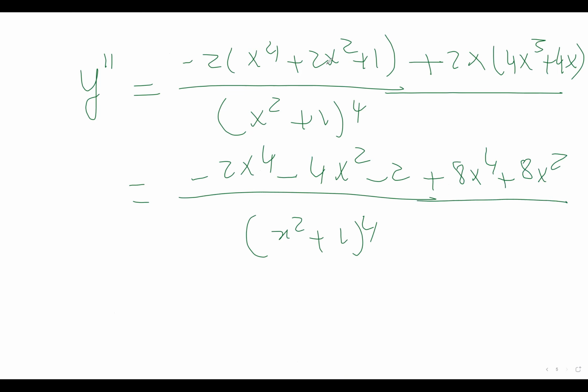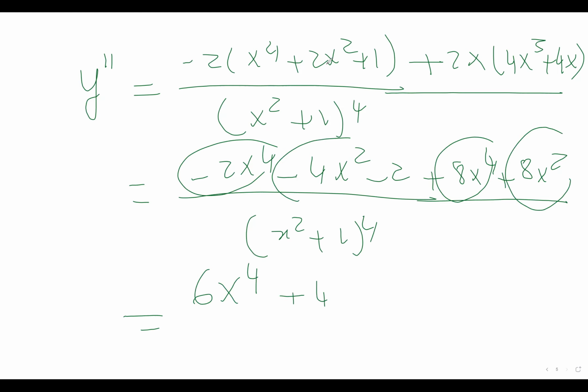Now put the like terms together. So x^4, I have these and these, so it's 6x^4. x squared, I have this and this, so it's plus 4x squared and minus 2, and that is the y second here. I will not go to the y third since the computation will be harder, and since at this level we don't have the chain rule or any other rule that can help here. So I will stop at y second.